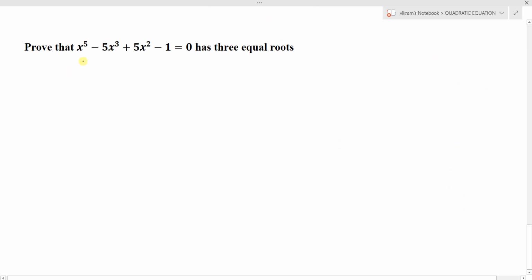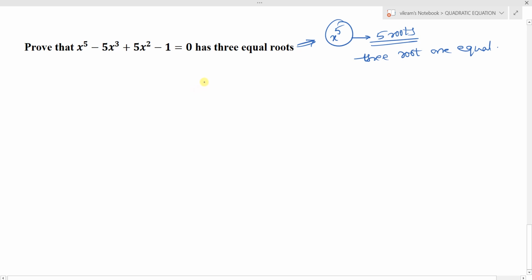Next question. Prove that x power 5 minus 5x cube plus 5x square minus 1 equal to 0 has 3 equal roots. This is x power 5, that means the polynomial will have 5 roots. From the 5 roots, we have to show that 3 roots are equal. This is a question from the concept of multiple roots.